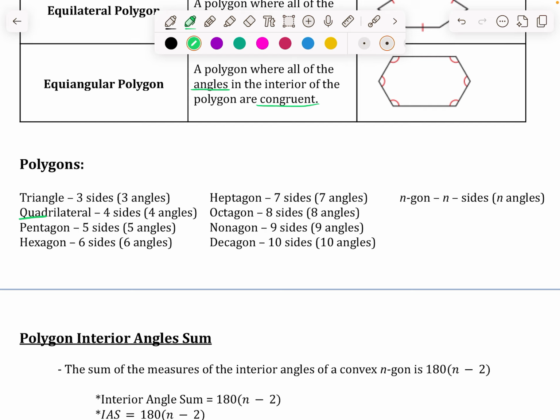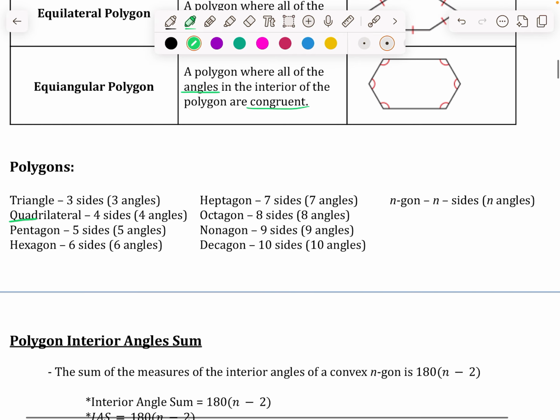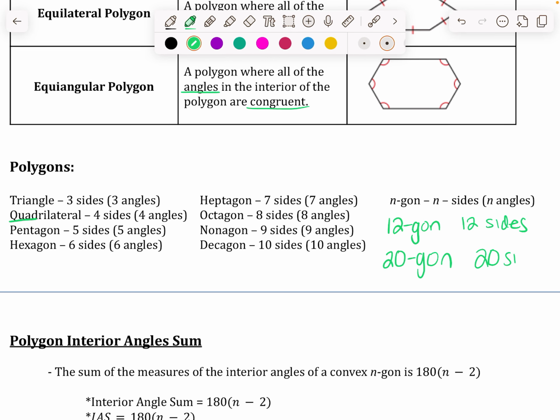And then anything over 10 we call based off of the number of sides. So let's say that it had 12 sides, then it would be called a 12-gon. That would be 12 sides and 12 angles. If I said it was a 20-gon, that would be 20 sides and 20 angles. So anything over 10, you just use the number of sides that it has and then add the gon.